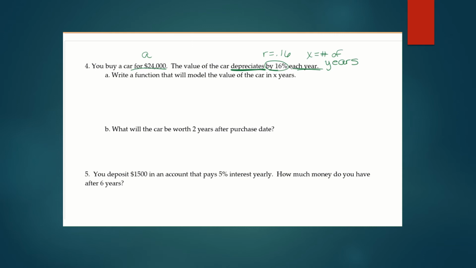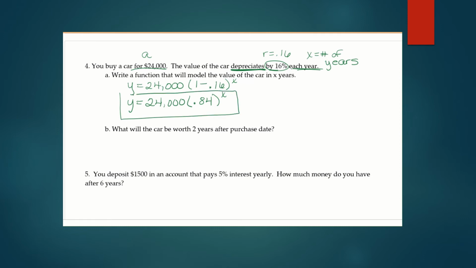All right, so this is a decay function. So when I write this, I'm going to say Y equals starting value of 24,000 times 1 minus our R value raised to the power of X. Now in place of Y, you are welcome to use f of X. Okay, you're welcome to use function notation if you would like. And then I'm just going to simplify this a little bit. And we have our function.